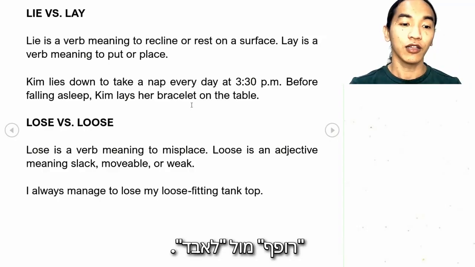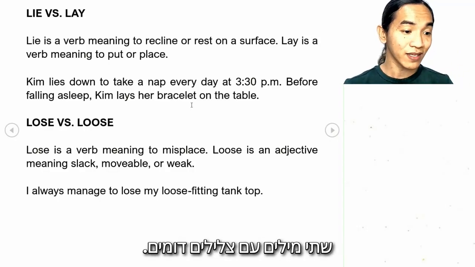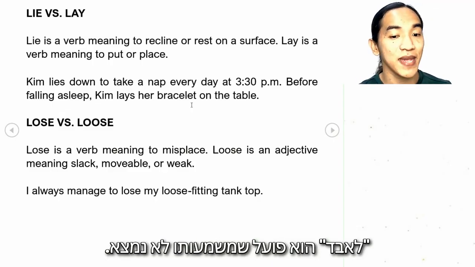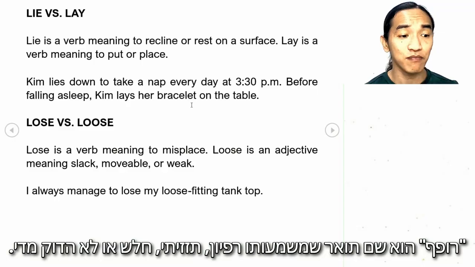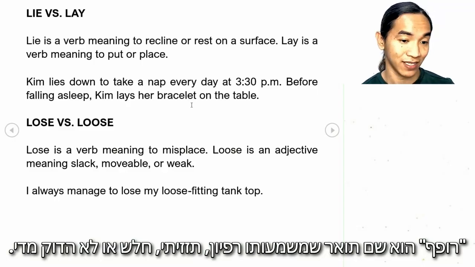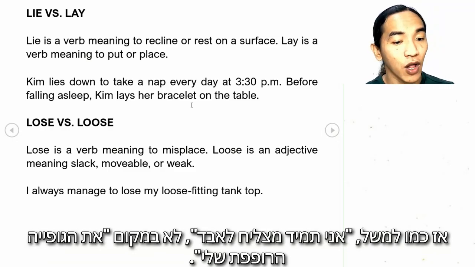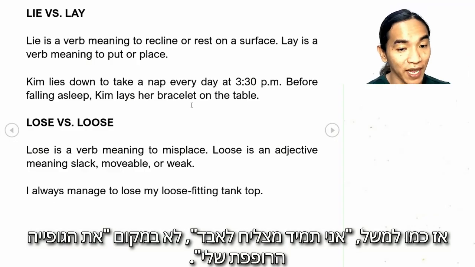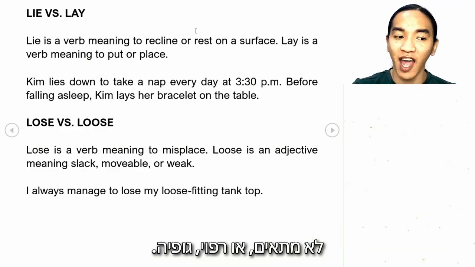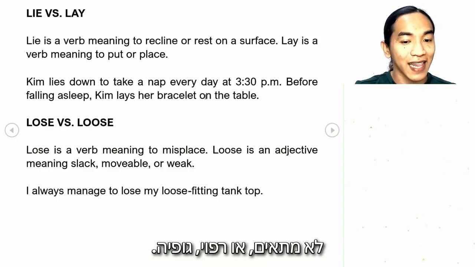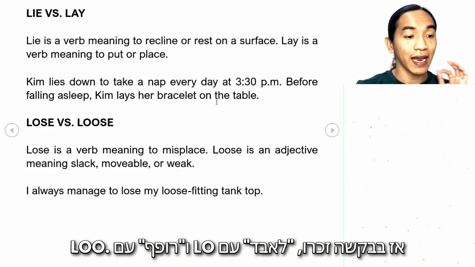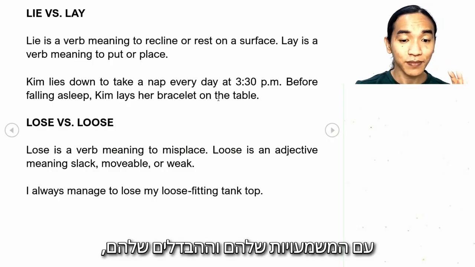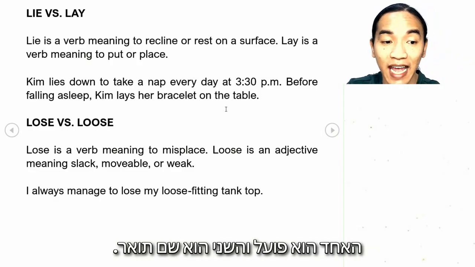Next one. Lose versus loose. Two words with similar sounds. Lose is a verb meaning to misplace. Loose is an adjective meaning slack, movable, weak, or not too tight. For example, I always manage to lose, or misplace, my loose fitting tank top. Not fit, or slack, tank top. So please remember lose with L-O-S-E and loose with L-O-O-S-E, with their meanings and their differences. One is a verb and the other one is an adjective.